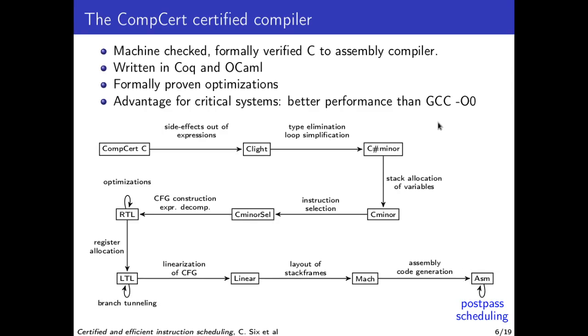This notion of compiler correctness is usually ensured by disabling all optimizations from compilers, like using GCC O0. CompCert, on the other hand, allows critical system developers to use optimizations and still have the formal guarantee of correctness. So in our case, we would like to introduce scheduling at the ASM level in order to have precise information about instruction latencies. And the scheduling will be post-pass because it's after register allocation.